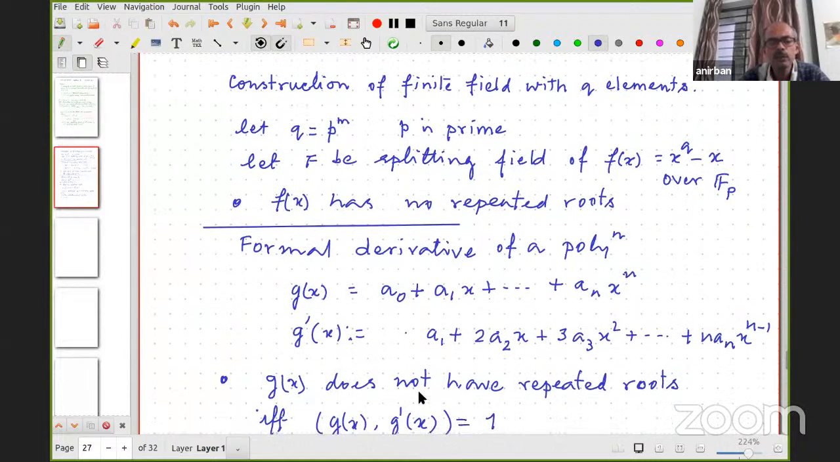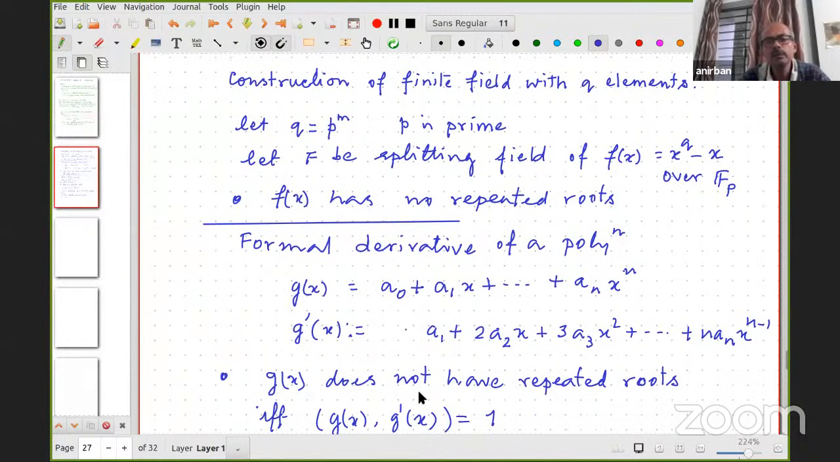So what we are doing here is, given a Q, we just look at the polynomial x to the Q minus x over Fp, and then look at the splitting field, and that gives us a finite field of Q elements. So we can do this for every Q as long as we assume the existence of splitting field. With that assumption, we do it.